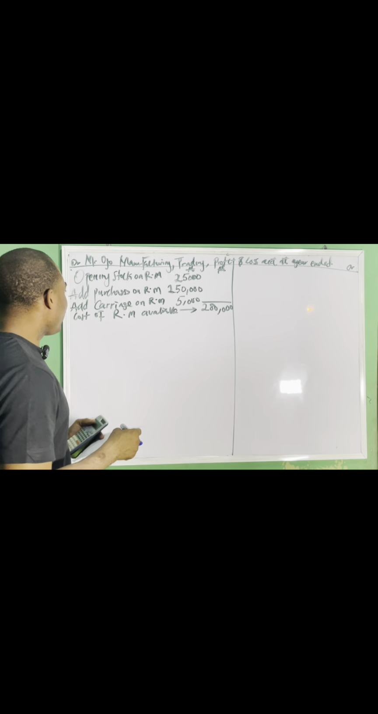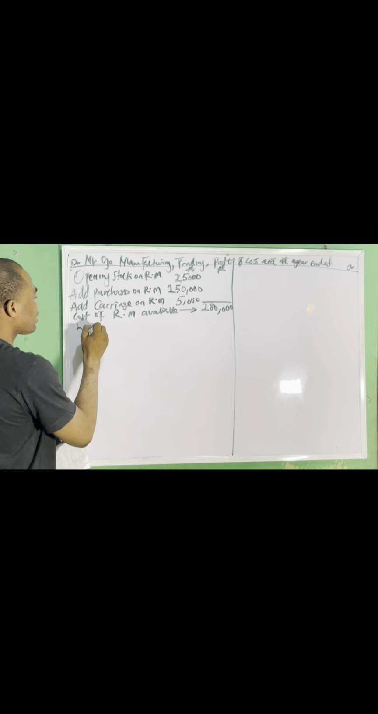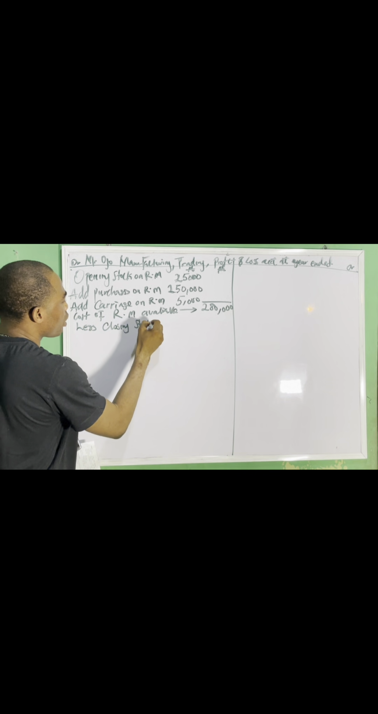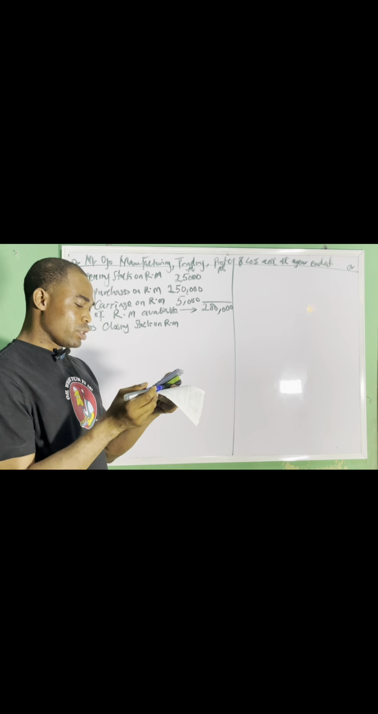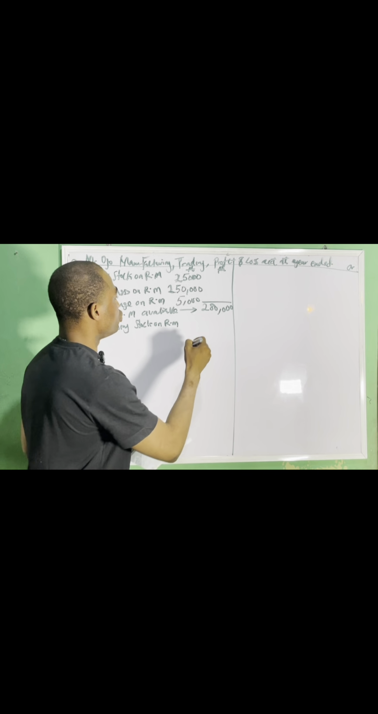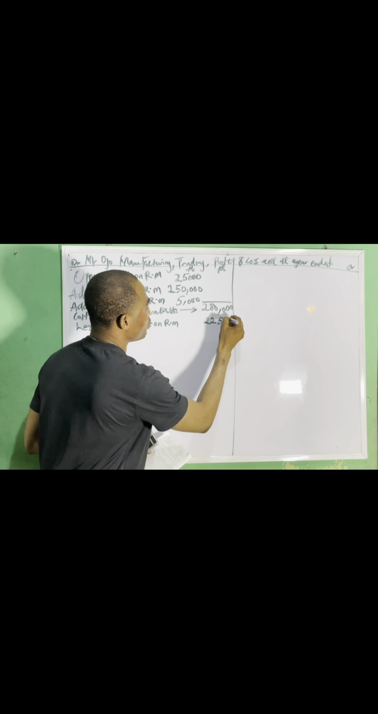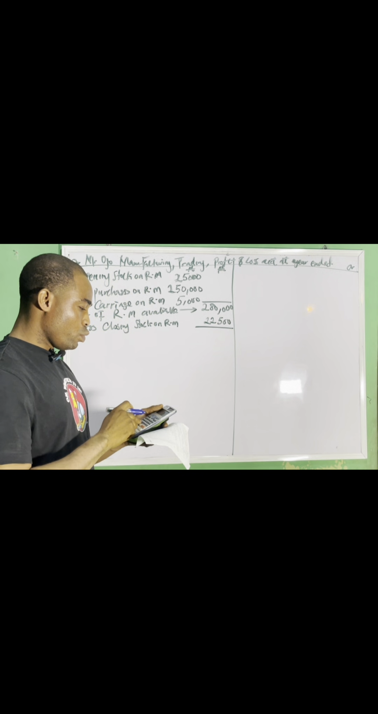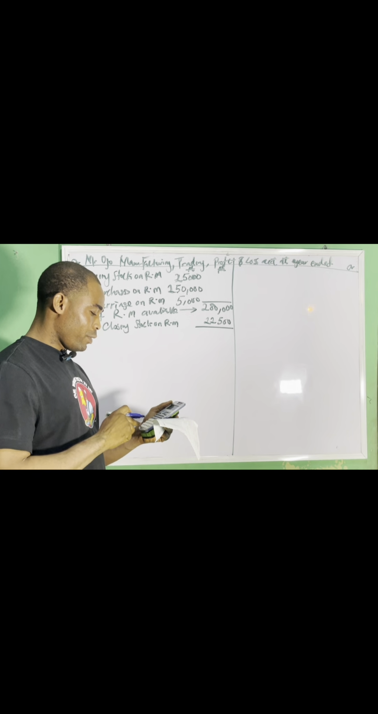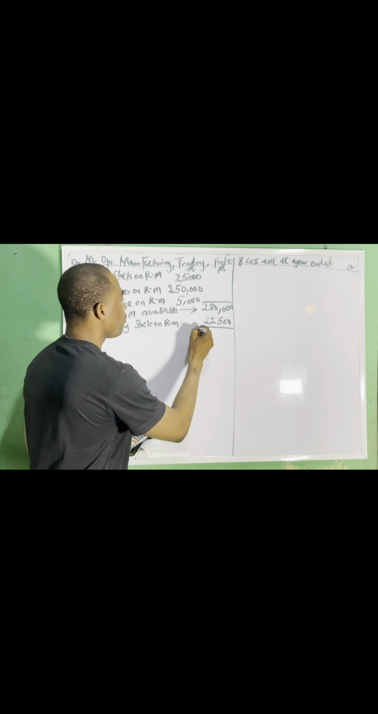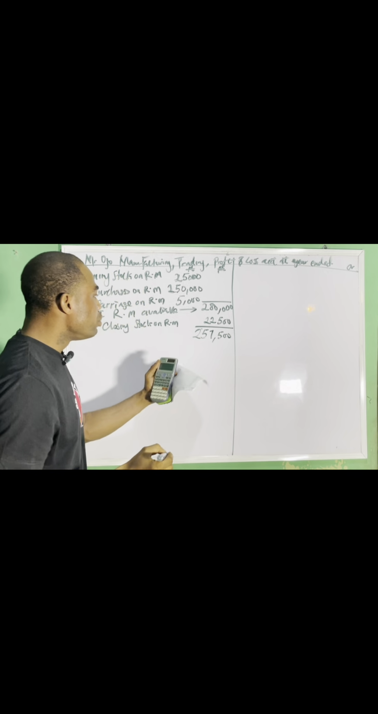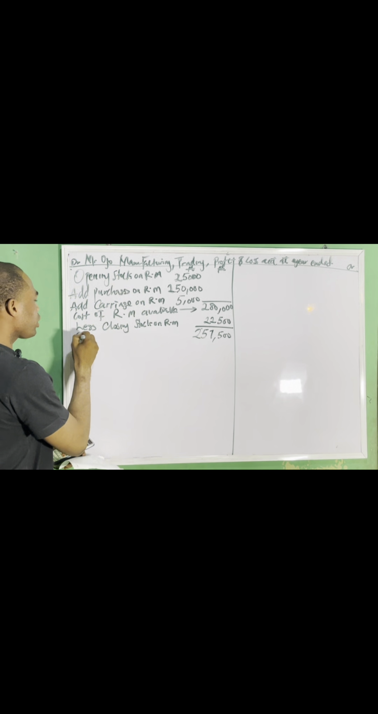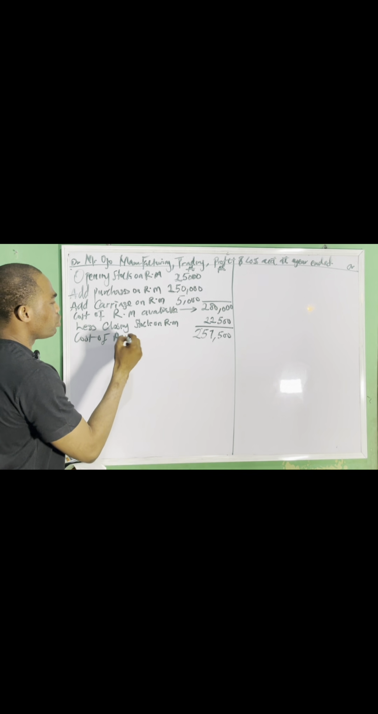So after this, you now less your closing stock. So less closing stock on RM. You less the value of your closing stock on raw material. So let's see what the value of closing stock is giving us here. 22,500. So the value of closing stock here is 22,500. So we need to subtract that. So 280,000 minus 22,500. Let's see what we have. So we have 257,500.